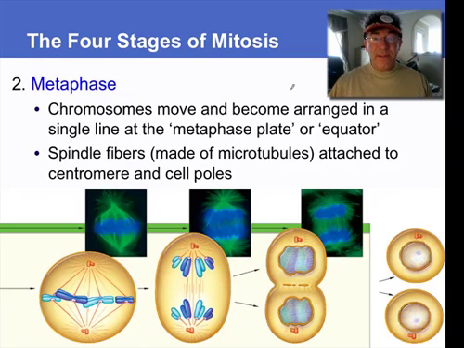The next stage is metaphase. In metaphase, the chromosomes move and become arranged across the middle of the cell. We call this the equator or the metaphase plate. And this is mitosis, which means all these chromosomes line up in a row. And you can see one sister chromatid faces one side and the other sister chromatid faces the other side. There are spindle fibers attached from the centromere to the centrioles. In these cases, these are centrioles. On each side, and they will draw one of the sister chromatids to each side of the cell.